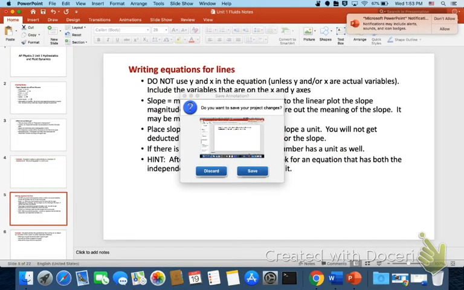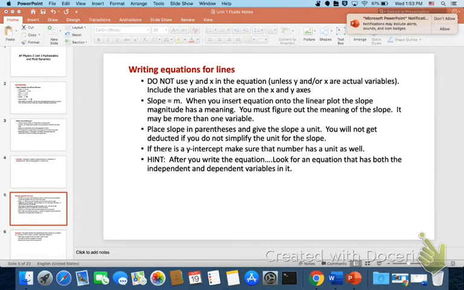Okay, next, writing equations for the line.